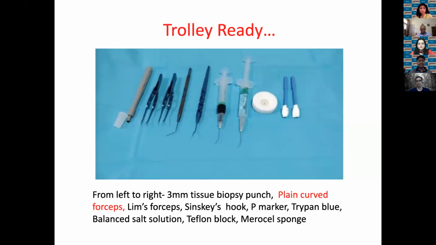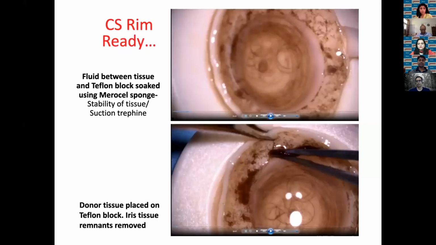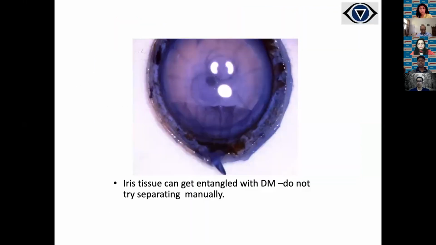The plain curved forceps you can use for peeling. Additionally, a P marker and 3 mm skin biopsy punches are generally needed. So you take the tissue, ensure that you remove the fluid between the Teflon block and the tissue so that the tissue gets stable. Remove all the iris, because sometimes the iris gets stuck and mingled with the tissue and it becomes really messy.